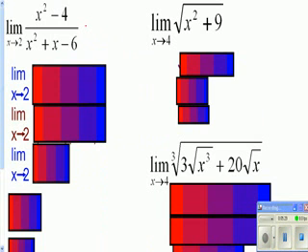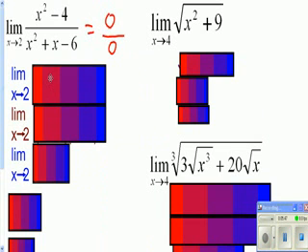So we're going to plug in 2. You plug in 2 on the top, you get 4 minus 4 is 0. You plug in 2 on the bottom, you get 4 plus 2 minus 6, which is 0. You get 0 over 0. That's an indeterminate form. We can't evaluate it when it's like that, so that means you got more work to do.